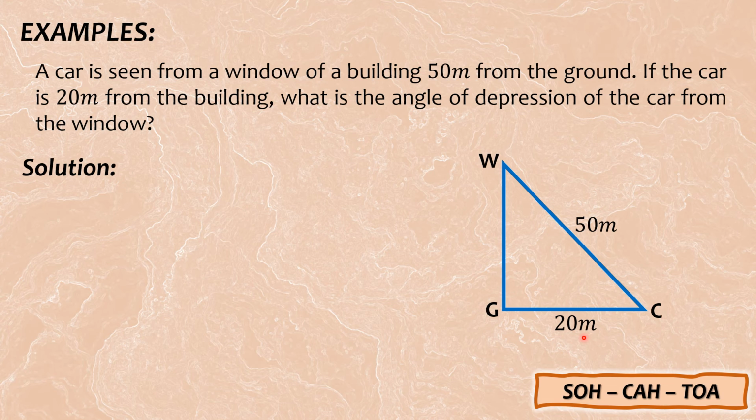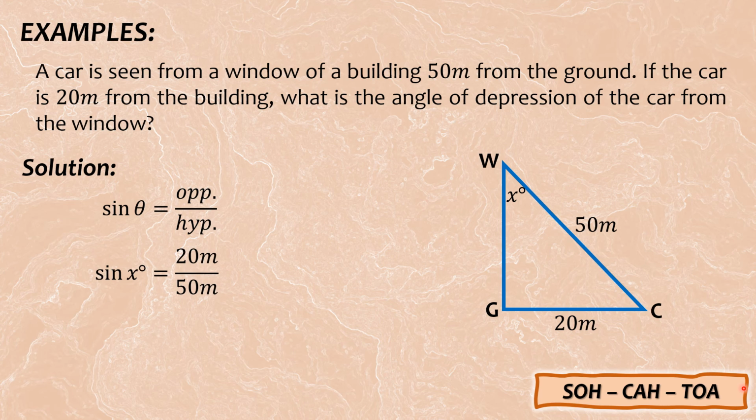We need to find the angle of depression of the car from the window. So, starting from the window going to the car, that is the angle of depression, or the angle we are looking for. So, in this given angle, the 20 meters is opposite and the slanted side is the hypotenuse. So, we will use the formula of sine. So, this will become sine theta is equal to opposite over hypotenuse. Substitute the given value, so it becomes sine x degrees is equal to 20 meters over 50 meters. Okay, so divide 20 by 50, so this will become sine x degrees is equal to 0.4.